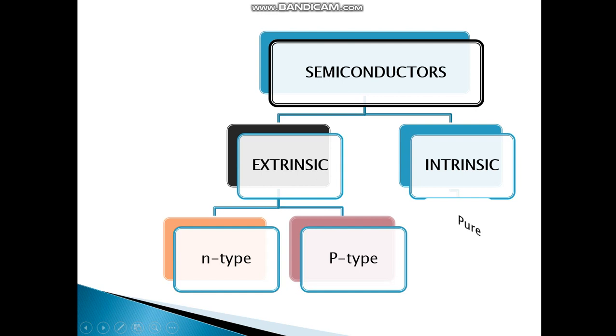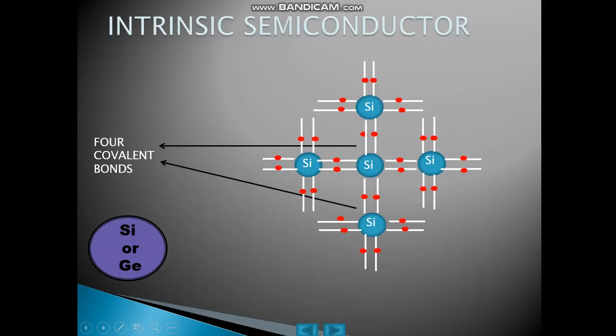Semiconductors are of two types, intrinsic and extrinsic semiconductors. Intrinsic is a pure semiconductor. Extrinsic is of two types, the n-type and the p-type. Intrinsic semiconductors: now you have the silicon crystal. The silicon has 4 valence electrons. It can either be silicon or germanium. It forms 4 covalent bonds with the neighboring silicon atoms. This is the intrinsic semiconductor.